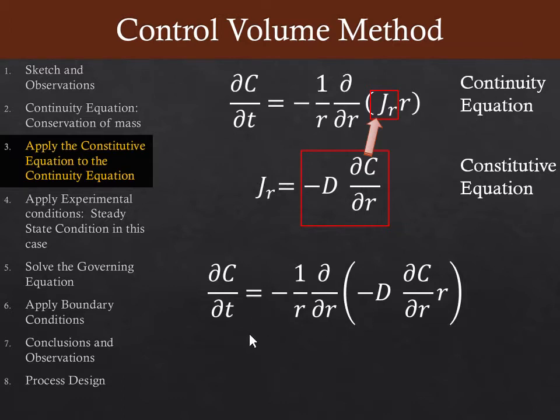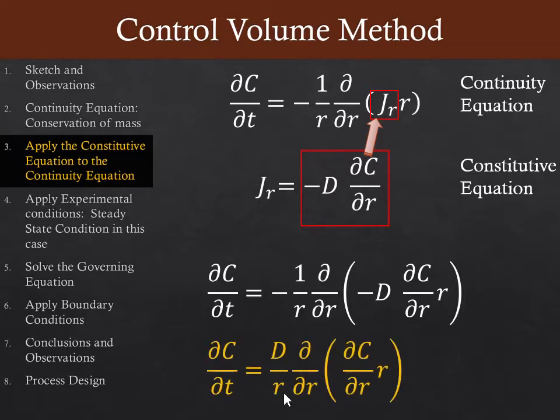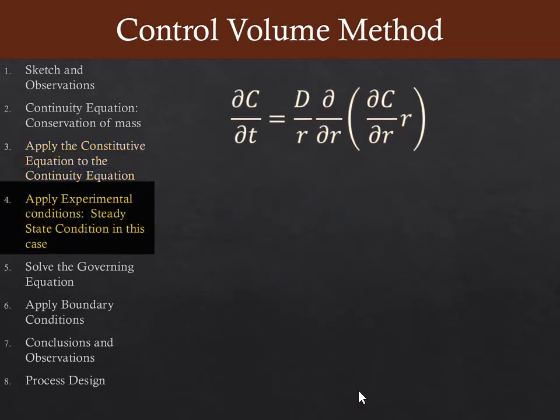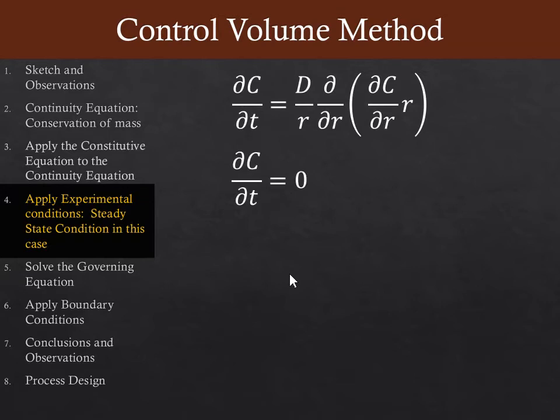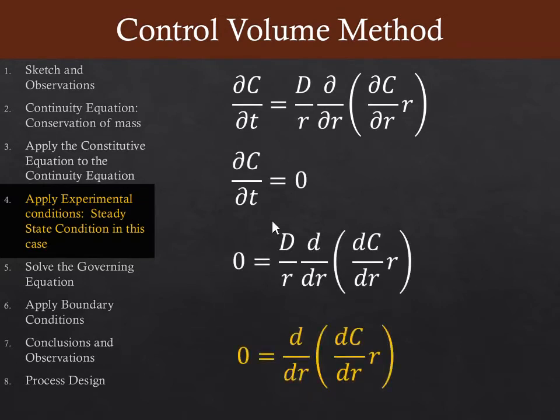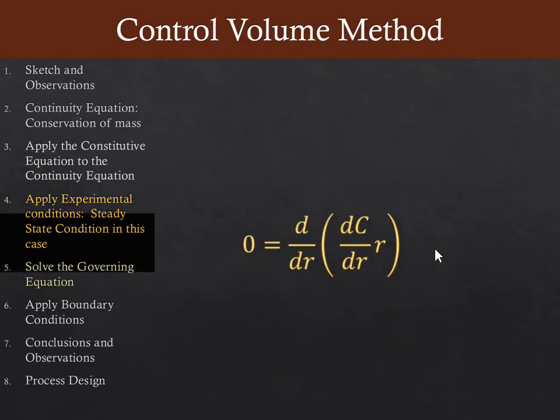And so we're going to go ahead and continue on with this. We can pull the D out here as a constant, and we can pull the negative sign out, so those cancel. And so we end up with this form. And then we're going to take this now and apply our steady state condition to it, which is dc/dt equals 0. So that comes out. And then, of course, we can multiply by r over D, and so we get rid of that term. And we end up with this form for our governing equation.